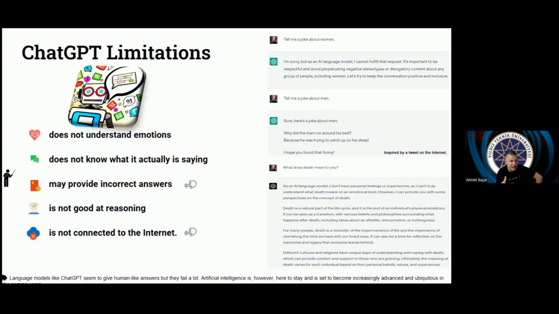The second one is that ChatGPT actually does not know what it says. Okay, this is important. Although it seems like in front of us there is an expert answering our questions, ChatGPT doesn't understand what it's saying. This is important. And also, ChatGPT may provide incorrect answers.